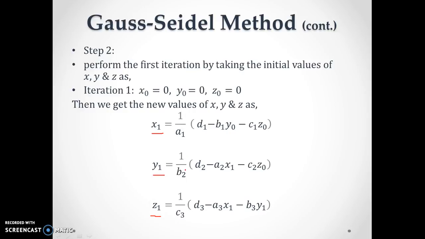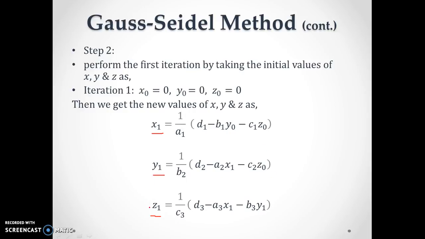y1 was 1 upon b2 times bracket d2 minus a2 times x1. Here I'm not using x0, but I'm using x1. Why? Because x1 was already calculated in the previous step. So I'm using x1 minus c2 times z0. But I'm still using z0 because I do not have the new value of z. I have to use the value of z which is known to me, and that is z0. In this way we calculate y1.